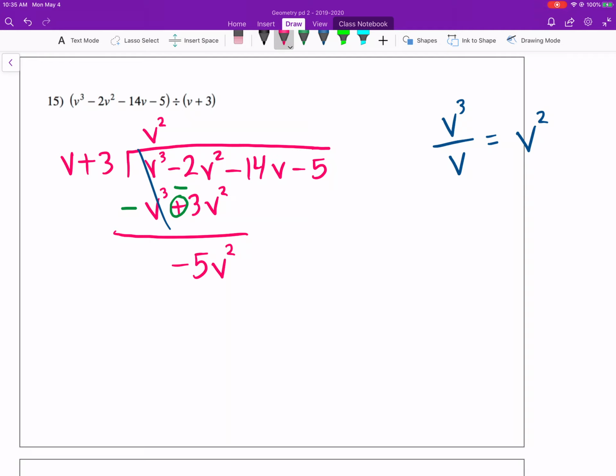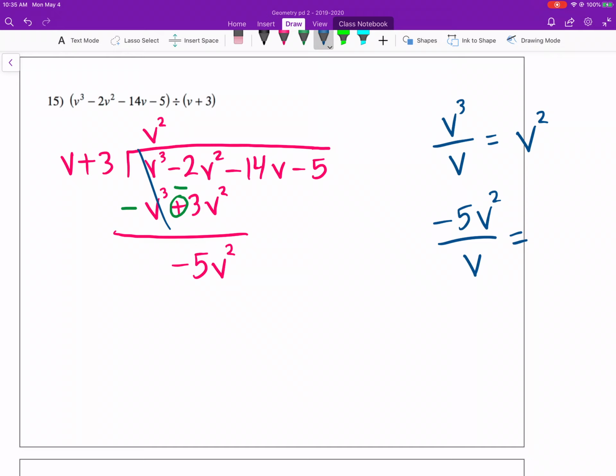Careful with your signs. If you're not sure, type it in your calculator. Alright, next we have what we just got, the leftover, that's now what we're going to be dividing by. Negative 5v squared, and you divide that by v. Every single time it will be divided by v, or x, or whatever. Alright, so next, what would that equal to?